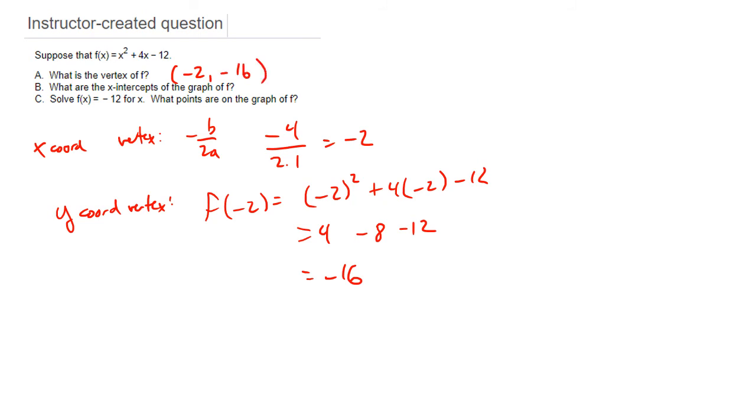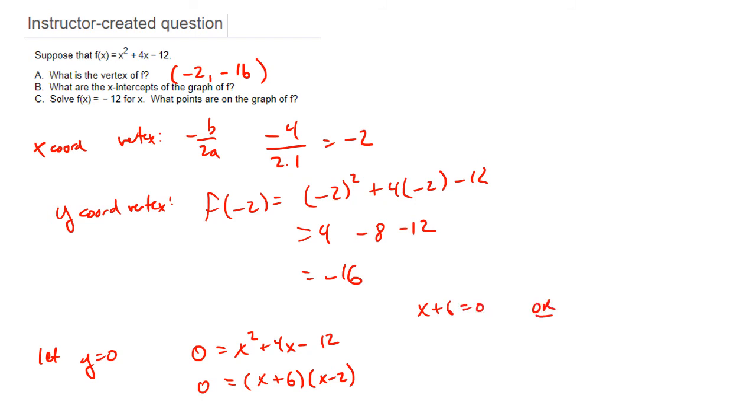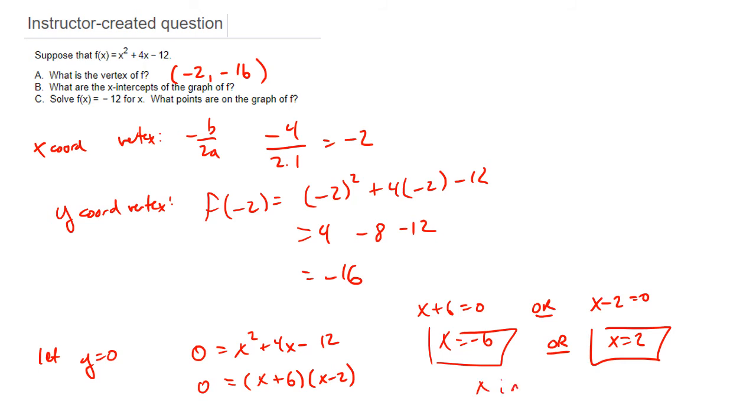What are the x-intercepts of the graph of f? There we say, let's let y equal 0. So 0 equals x squared plus 4x minus 12. Now this quadratic factors fairly nicely as x plus 6 times x minus 2. How do I now know this product of two numbers is 0? One of the two numbers must be 0. Either x plus 6 equals 0 or x minus 2 equals 0. In other words, x is minus 6 or x is equal to 2. So I have two distinct x-intercepts.